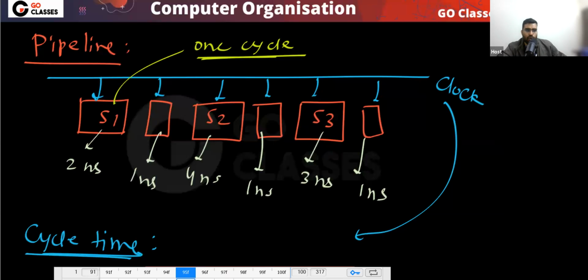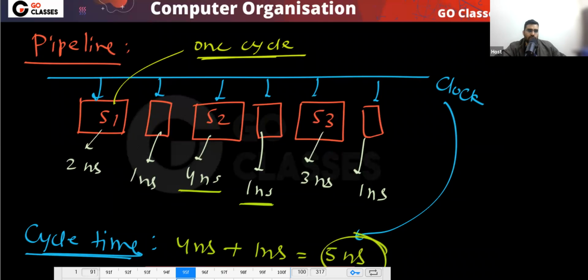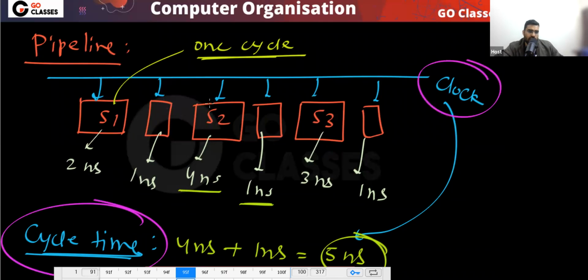Whatever cycle time you fix, in that cycle time all the stages should be able to complete the work. So the answer will be 4 nanoseconds plus 1 nanosecond, so 5 nanoseconds. This is the cycle time. The reason is very simple: all the stages and all the interstage buffers are synchronized by the same clock. So whatever cycle time you decide, every stage must be able to complete its work, even this stage also.